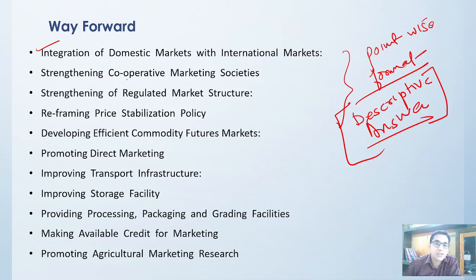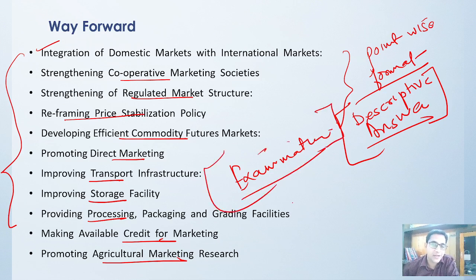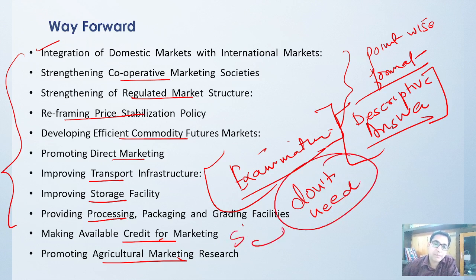That's the first point. Strengthening cooperative societies, regulated markets, then reframing of the price stabilization policy, then efficient commodity futures market, direct marketing, transport, storage, processing, credit facility, agriculture marketing. So these points come very handy during examination. Okay, if you remember these slides and videos properly, you don't need to read any other material. But I always say you just have to supplement it with current affairs, right?